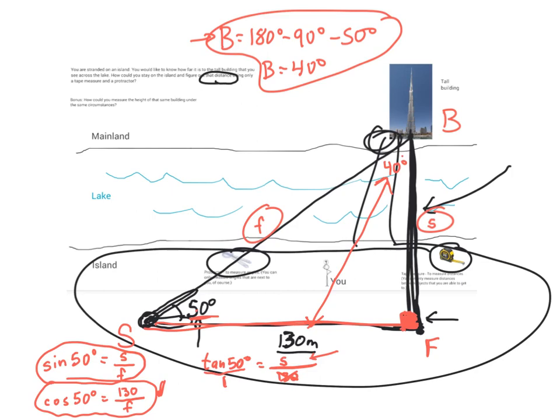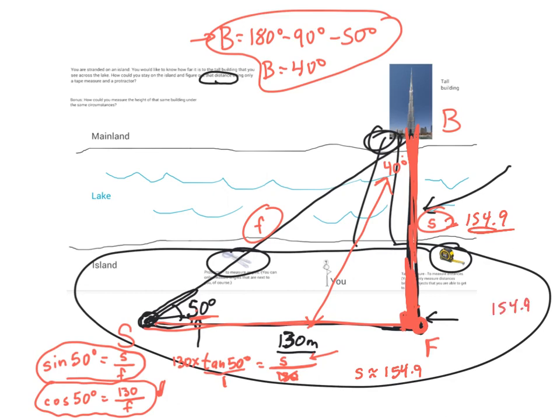I can take out this 130, put it over here, make sure it's on top. And s is simply the tan of 50 times 130. And that means that s is approximately equal to 154.9. Therefore, the distance from the building to this part of the island right here is 154.9.